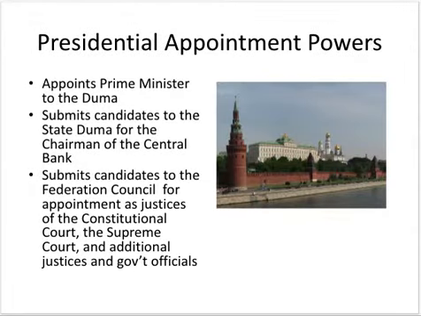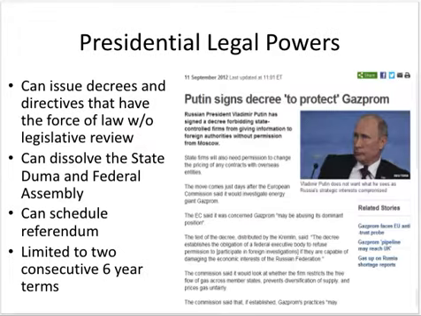The appointment powers, which are definitely important in Russia, appoints the prime minister to the Duma. So the individuals are elected in the Duma, then the prime minister is appointed by the president. Submits candidates for the State Duma for the chairman of the central bank to control that portion of their economy. Submits candidates for the Federation Council for justices. So the Federation Council has to approve them, but for the justices of the Constitutional Court, Supreme Court, and then other government officials.